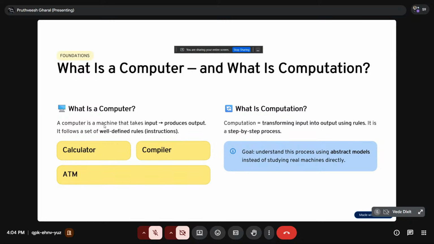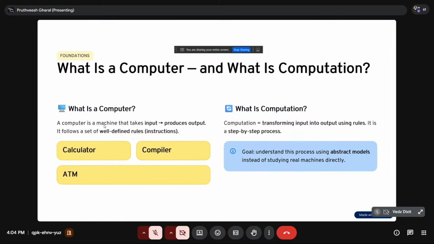What is computation? Computation is basically what a machine does. It is the verb form of the machine. Computation is transforming a certain input and turning it into output using rules. It is a step-by-step process. So what machines essentially perform is computation. Our goal today is to study these machines using abstract models. We have already studied a real machine, the architecture of an 8086 microprocessor. Now, today we are going to study computers, but we are going to study them using abstract mathematical models.